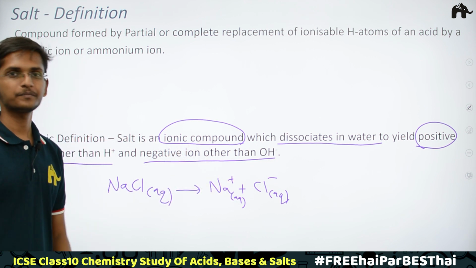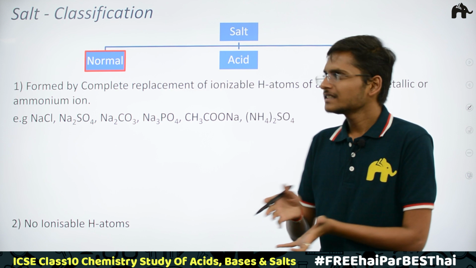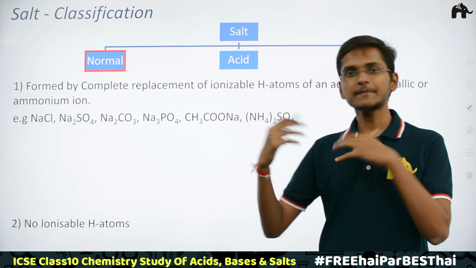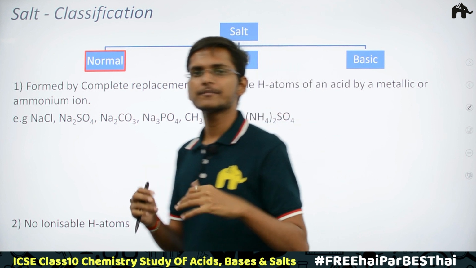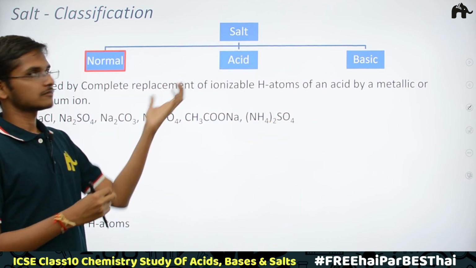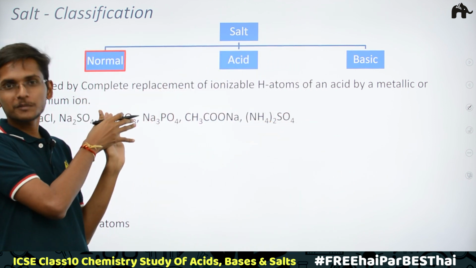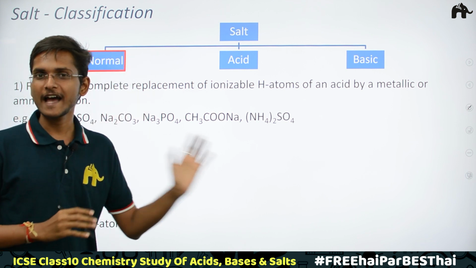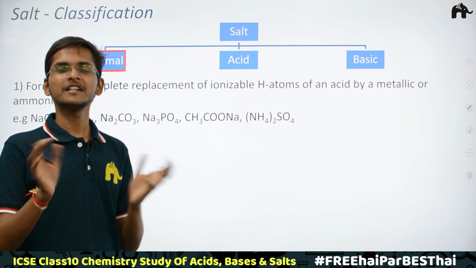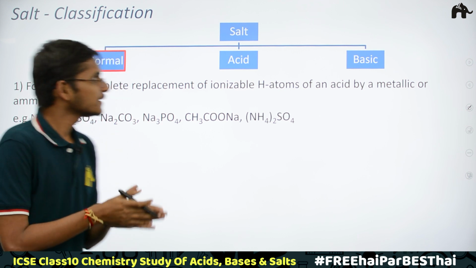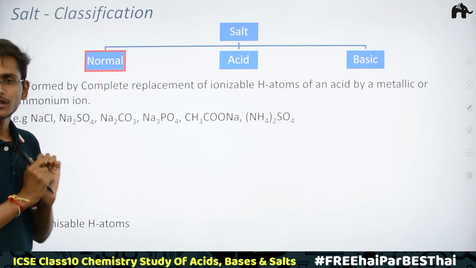Very simple. Now let's see the classification of salt, the types of salt. So we are going to study 3 types of salt in this chapter. First is normal salt. Then second is acid salt, and third one is basic salt. Now these are abnormal salts, but it's just a joke. Now first, normal salt, very simple.